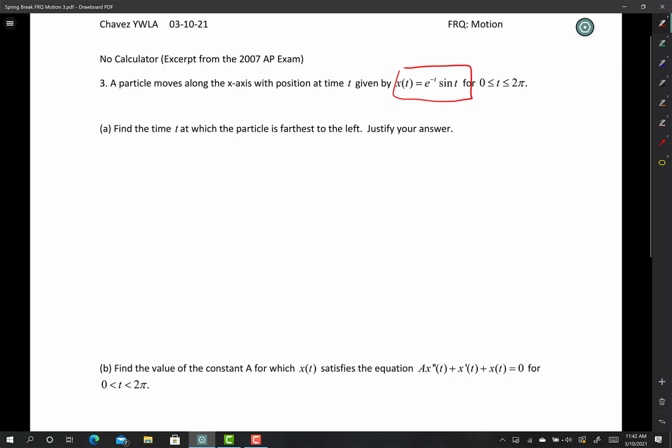Just imagine you're traveling to the left, and then all of a sudden you just start moving to the right. So when are you furthest left? Whenever you change from moving left to right. So here we go. We're going to find the velocity.